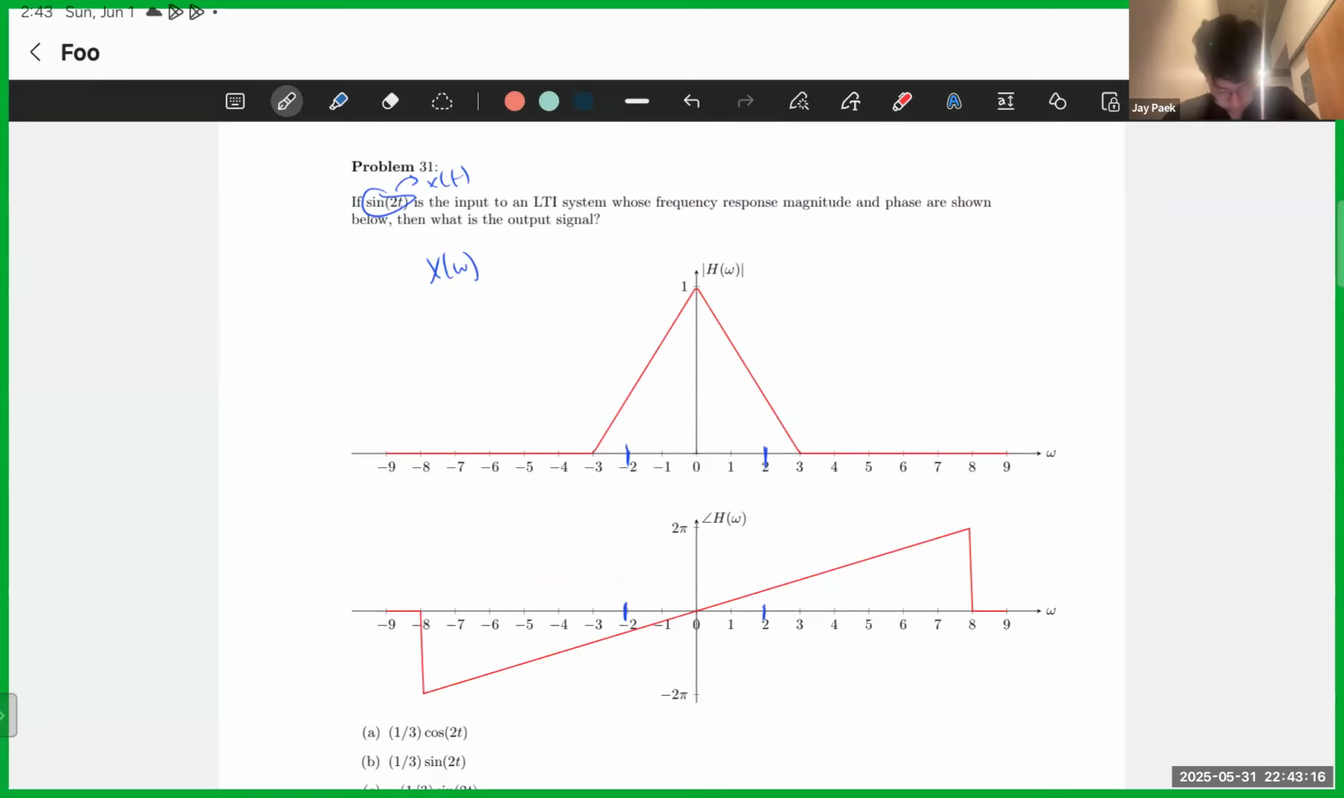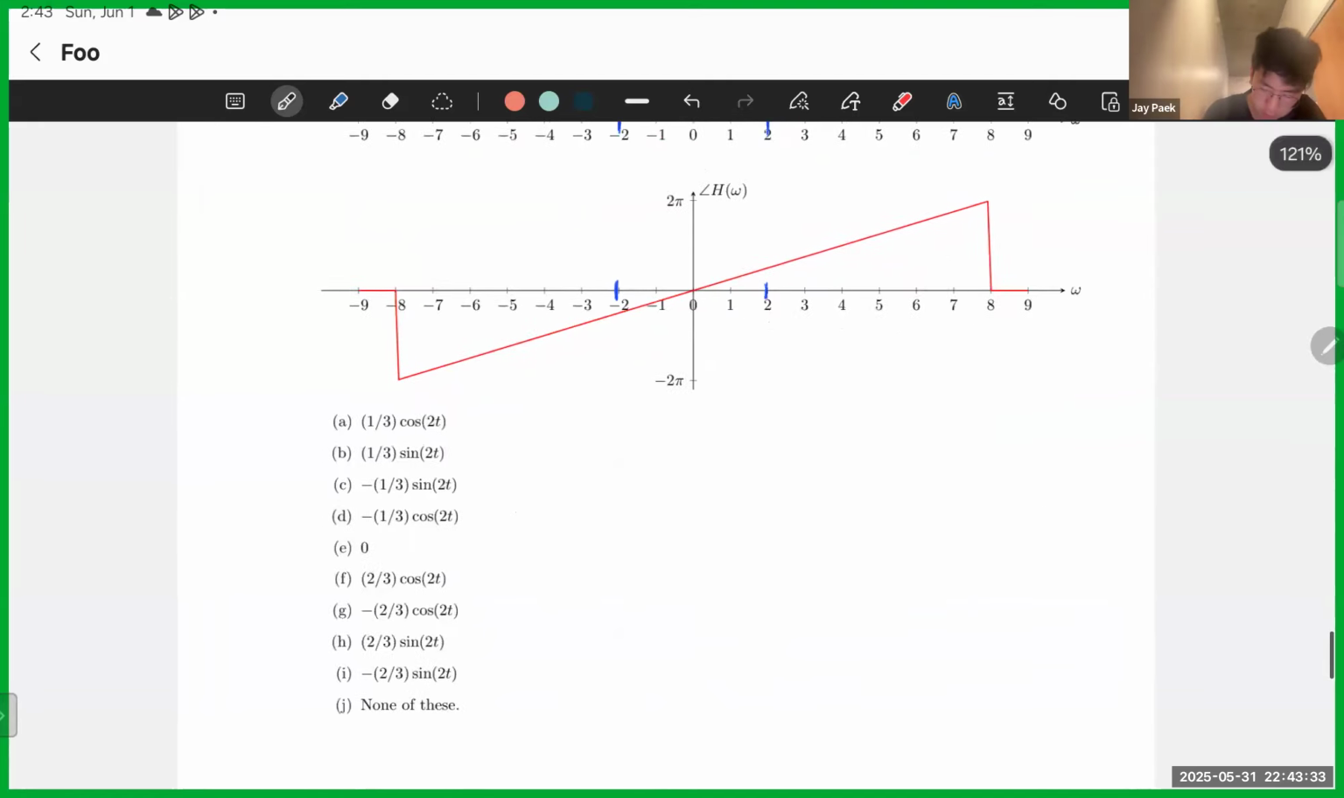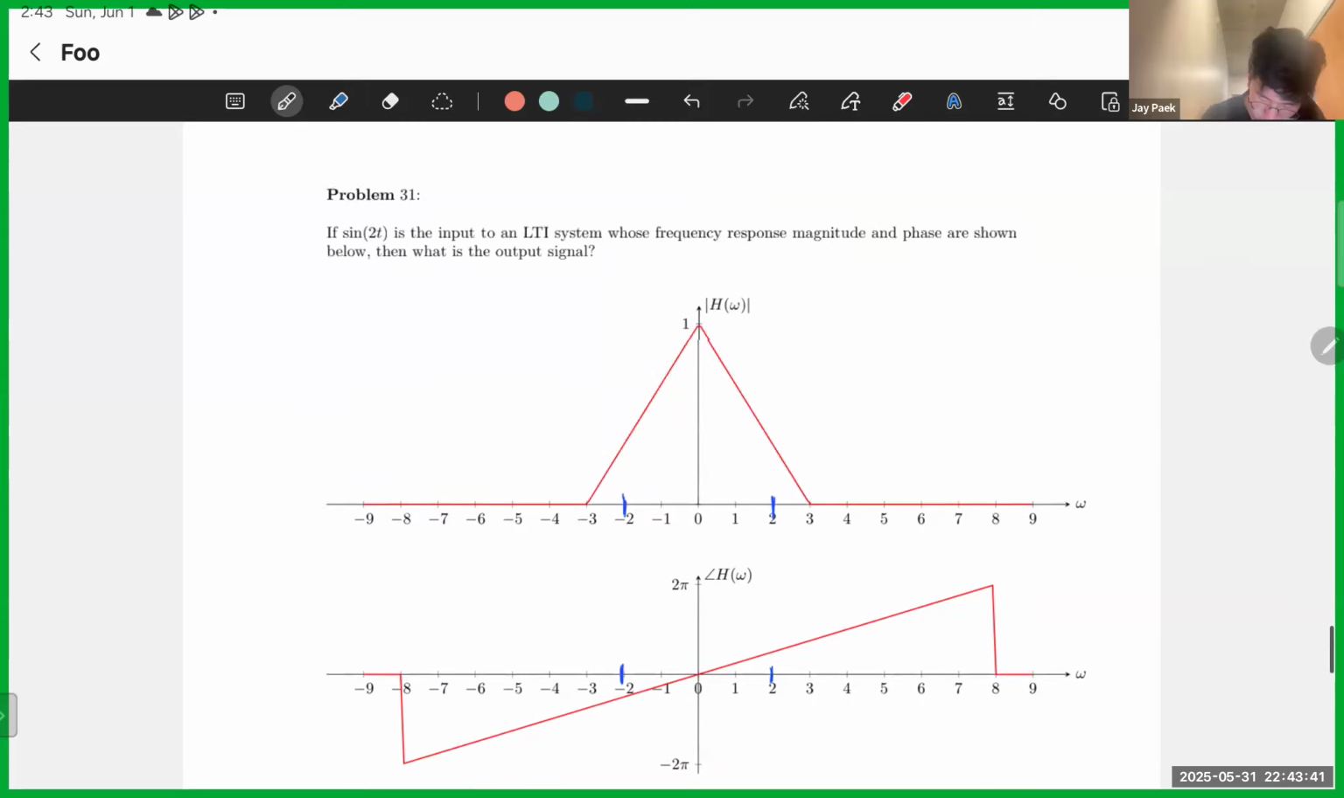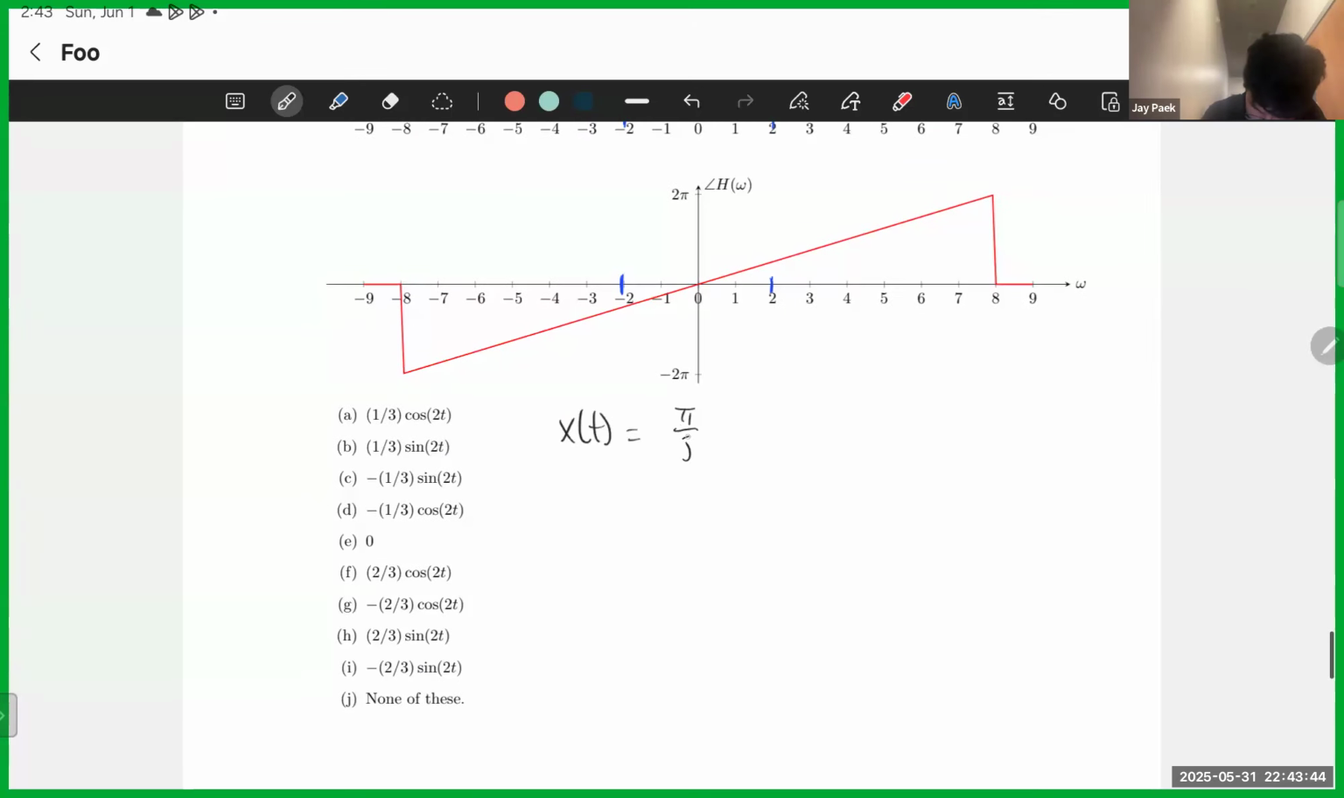I'm sorry, my eyes hurt a little bit, but that's all right. So I'm going to examine this question. I think the best way to approach this question is by using the eigenfunction property again. We know that x of t is equal to pi over j e to the 2jt plus minus pi over j e to the negative 2jt. This is just what we know about our current input signal.